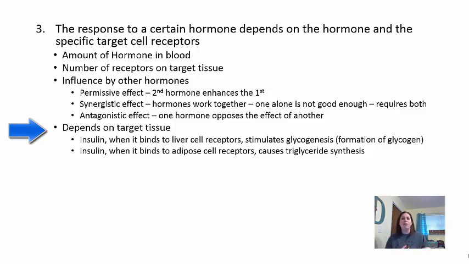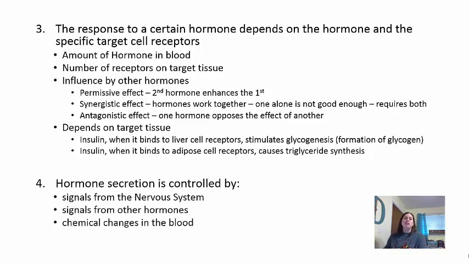Insulin, though, when it binds to your adipose cells, which are your fat cells, it causes them to actually take that extra sugar and make triglycerides. Triglycerides are fats, and that's how we store extra fat. Okay, and so it depends on what kind of cell it's talking to what it's going to cause it to do. But insulin can cause the liver cells to do something, but also the adipose cells, because they do have receptors for insulin.